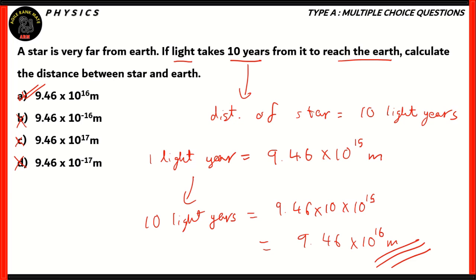And since 1 light year is 9.46 into 10 raised to 15 meters, 10 light years would be 10 times that, which is 9.46 into 10 raised to 16. Option C is actually equivalent to 100 light years. So option A, 9.46 into 10 raised to 16 meters, turns out to be the right option.